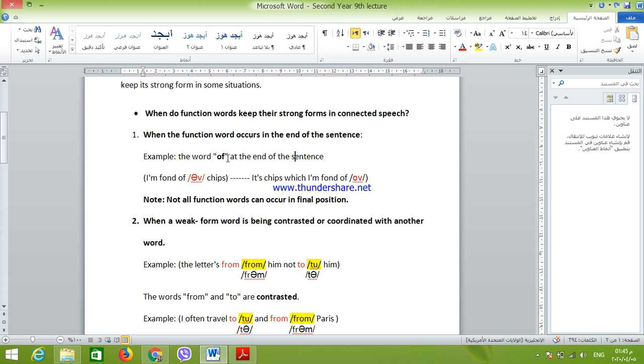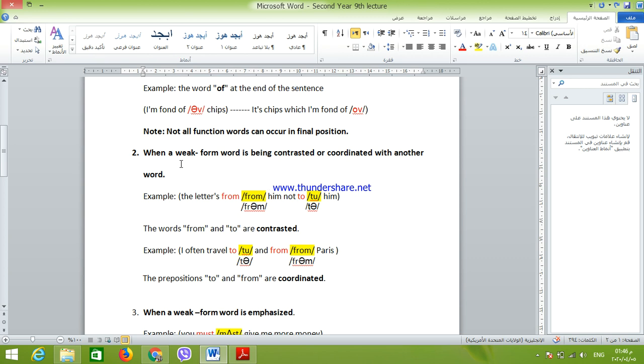For example, the word of. If the word of is pronounced in the middle of the sentence, just like this, I'm fond of chips, it is weak. But when it comes in final position, it becomes strong. It's chips which I'm fond of. But not all function words can occur in final position.